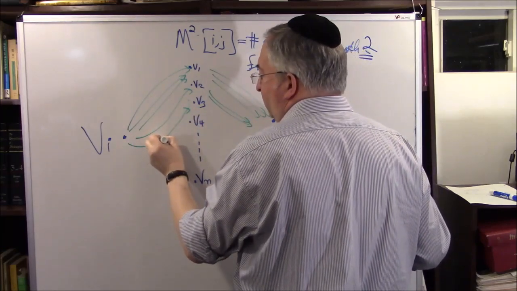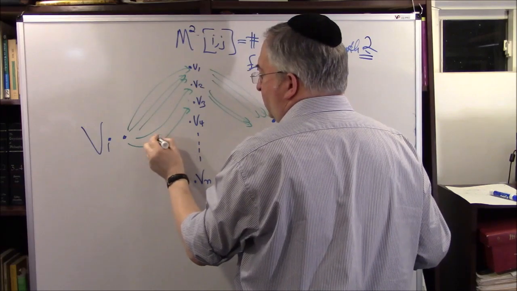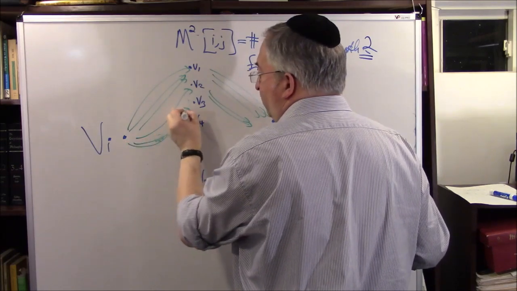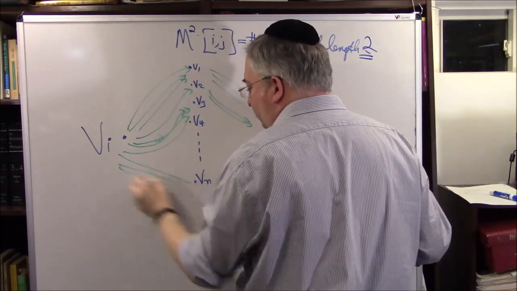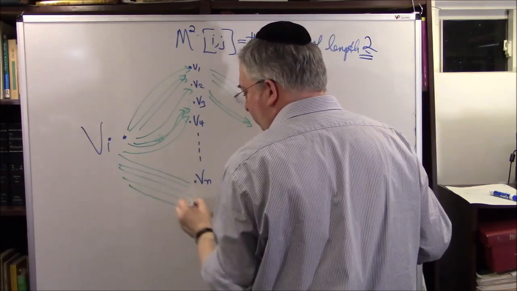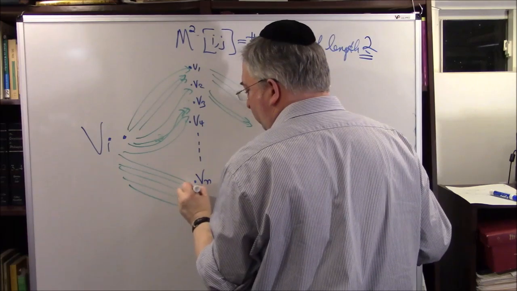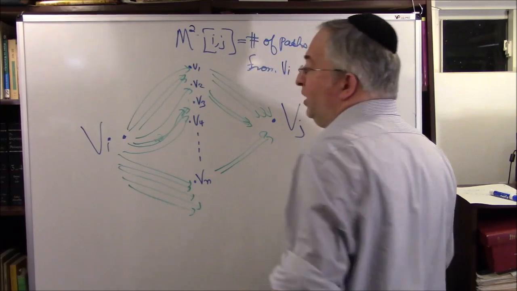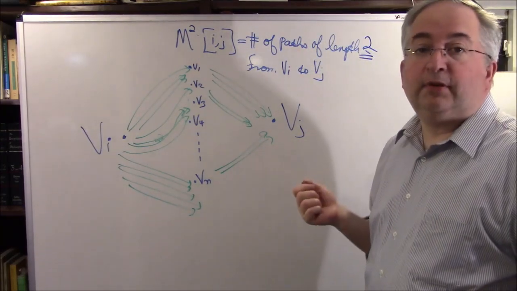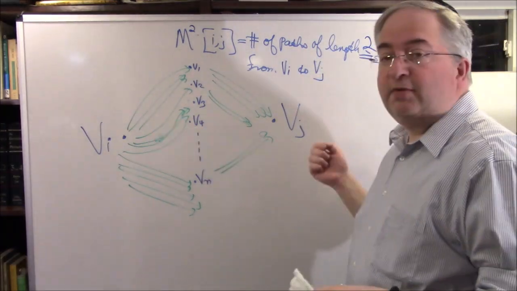Let's say there are, let's not use the word k, let's say there are 3 paths. And let's say there are 5 paths from here to here: 1, 2, 3, 4, 5. And there's 2 paths from here. Okay, great. Now I want to add them all up. I want to add up how many paths there are from here to there.